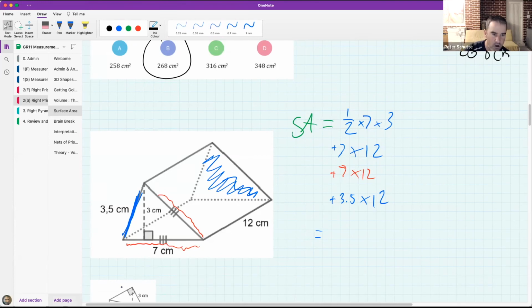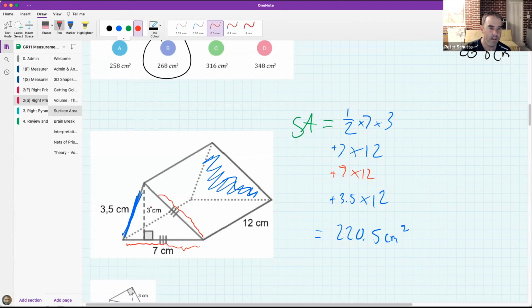Okay, I am 0.5 times 7 times 3, plus 7 times 12, plus 7 times 12, plus 3.5 times 12. Why is everyone getting different answers to me? I get 220.5 centimeters squared.